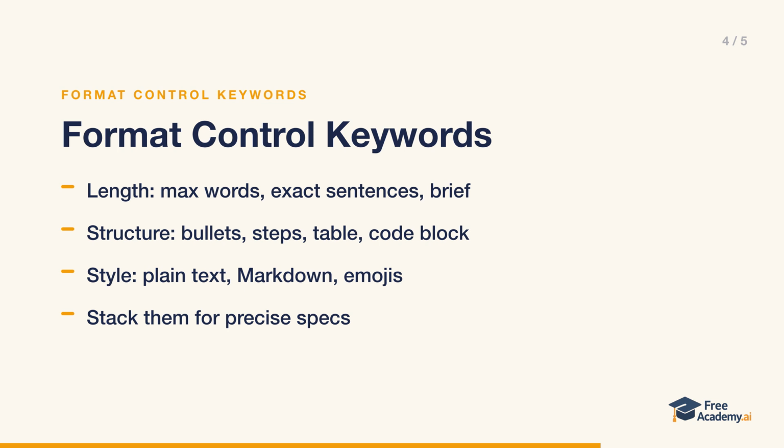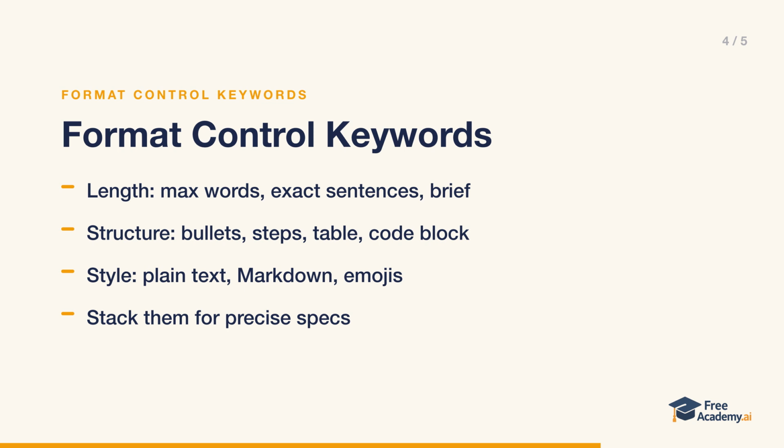There are a handful of keywords that give you precise control, and they fall into 3 groups. The first is length control, phrases like maximum 100 words, exactly 3 sentences, brief versus comprehensive, or one-liner versus detailed explanation. The second is structure control, use bullet points, numbered steps, paragraph form, table format, or a code block for examples. The third is style control, plain text only, markdown formatting, no headers, or include emojis.